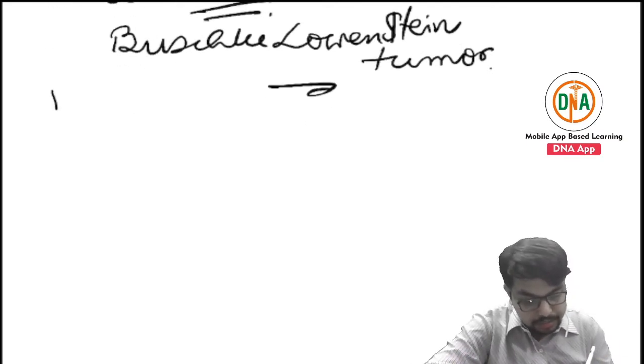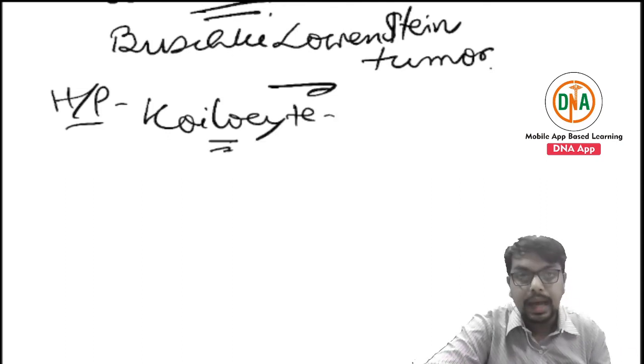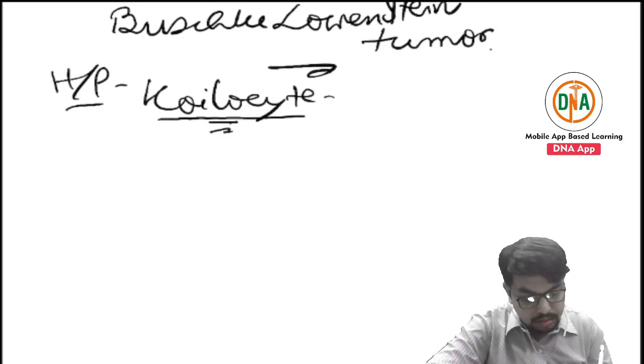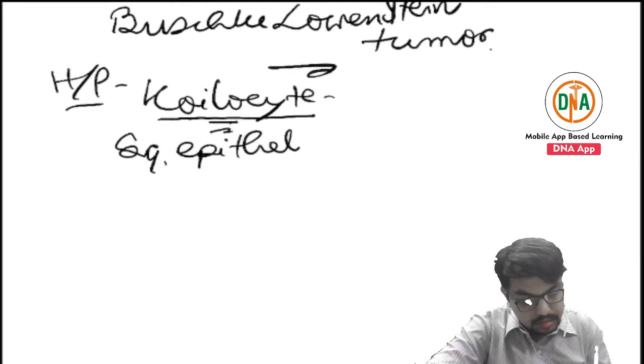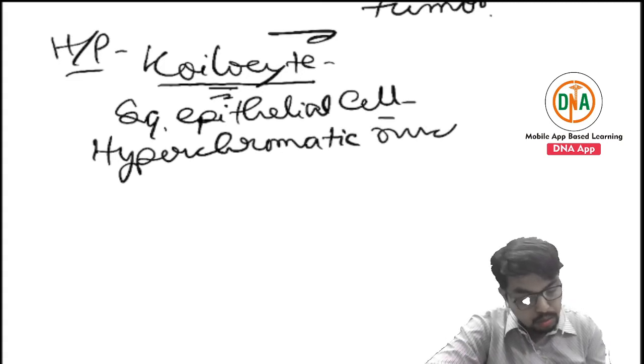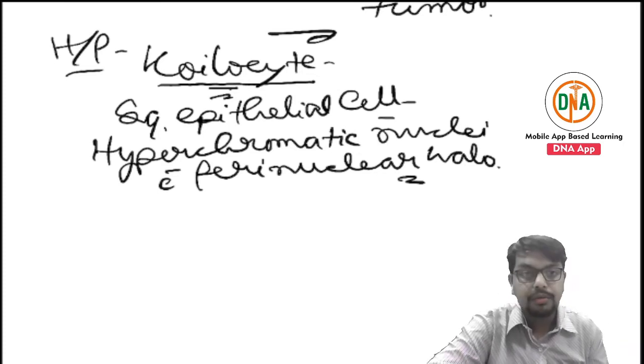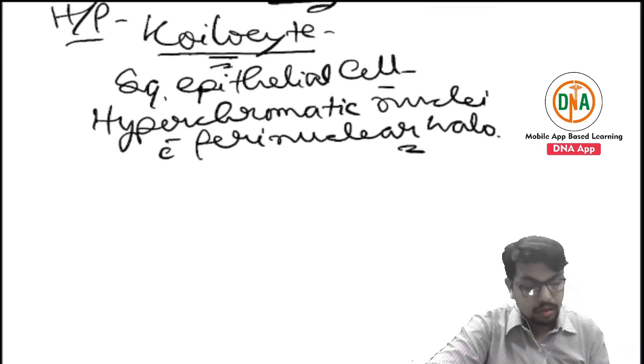If we take a biopsy of the lesion, there will be coilocytes. This is characteristic of HPV lesion. Okay, coilocytes. What is that? Coilocytes are nothing but squamous epithelial cells. What is the speciality of this cell? There are hyperchromatic nuclei with perinuclear halo. This is the characteristic description of coilocytes, characteristic of the HPV, the genital wart lesions.